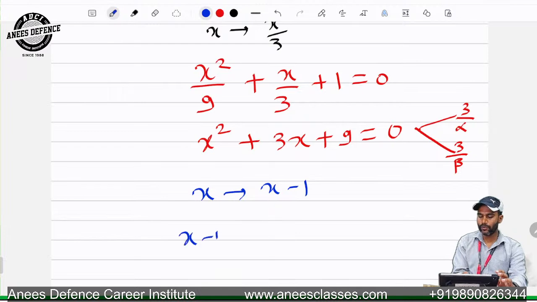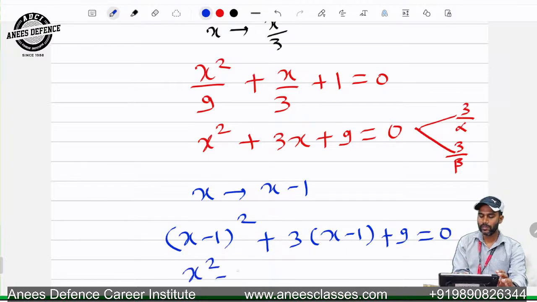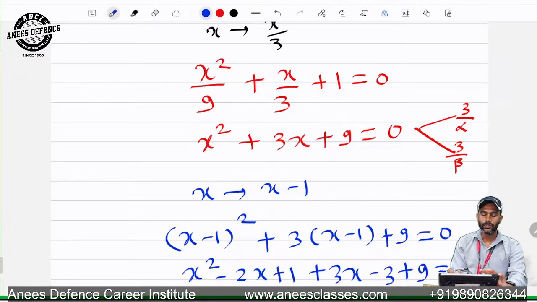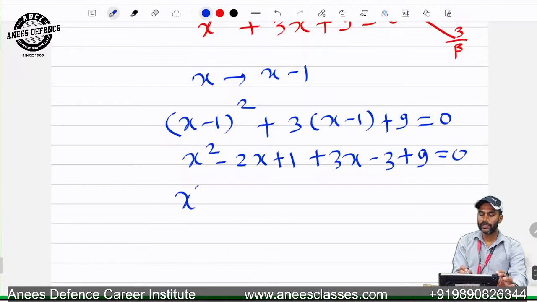So x minus 1 whole square plus 3 times x minus 1 plus 9 is equal to 0. So that would be x square minus 2x plus 1 plus 3x minus 3 plus 9 is equal to 0. That will give you x square plus x plus, 3x minus 2x is x, and then 9 plus 1 is 10, minus 3 is 7, is equal to 0.